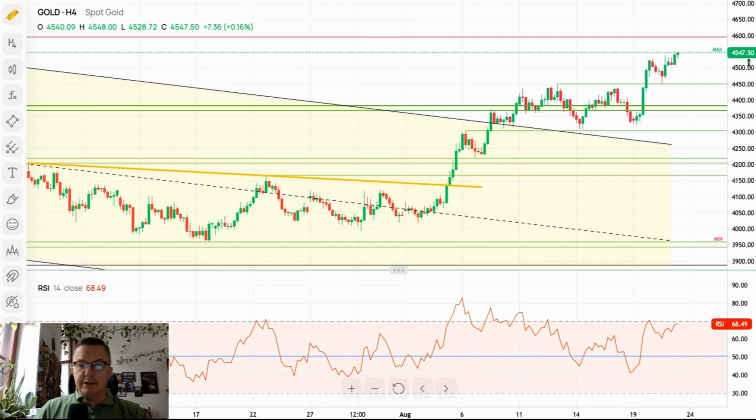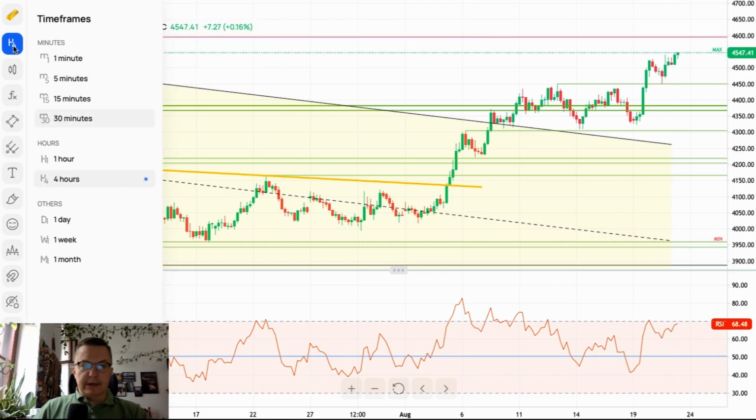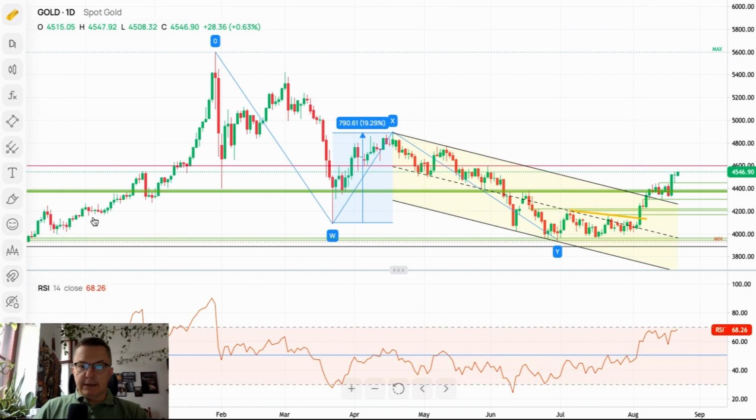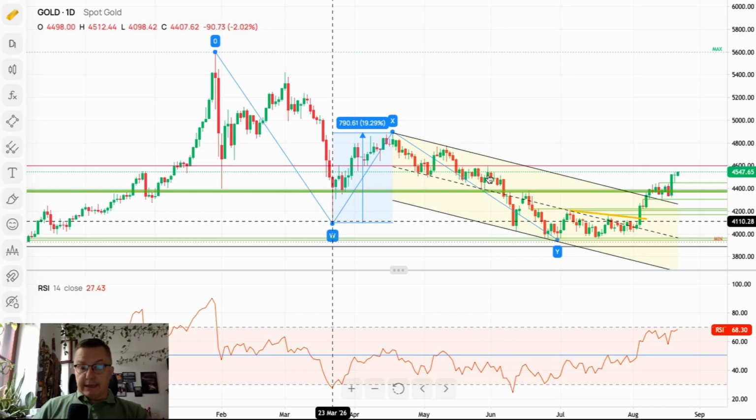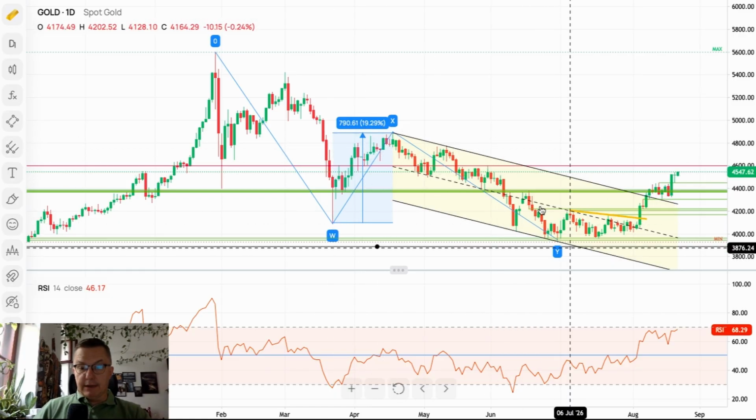4,547 is the newest level of the gold. We are heading towards the target, which is 4,594. This is the target, I guess it's on a daily. No, it's not. Yes, this is that target here. Yeah, the swing high from May 29th. So it looks like W, X, and Y is done.